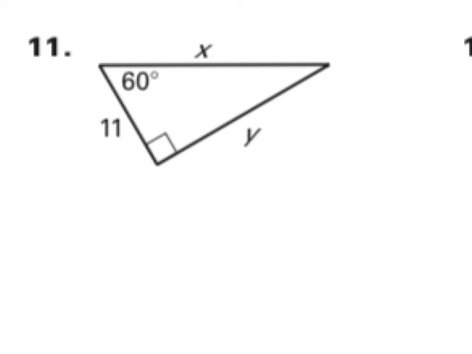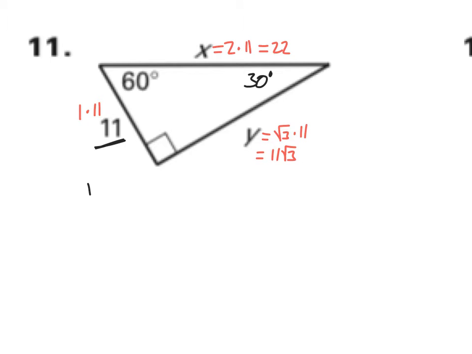So number 11, we have 11 as my short leg. It's opposite this 30-degree angle. And so remember that the numbers we need to remember for 30, 60, 90s are 1, square root of 3, and 2. So that means this is 1 times 11 to give me 11. That means y must equal the square root of 3 times 11 to give me 11 square root of 3. And x must equal 2 times 11 to give me 22. And so y equals 11 square root of 3, x equals 22. And we're done. That's the shortcut.